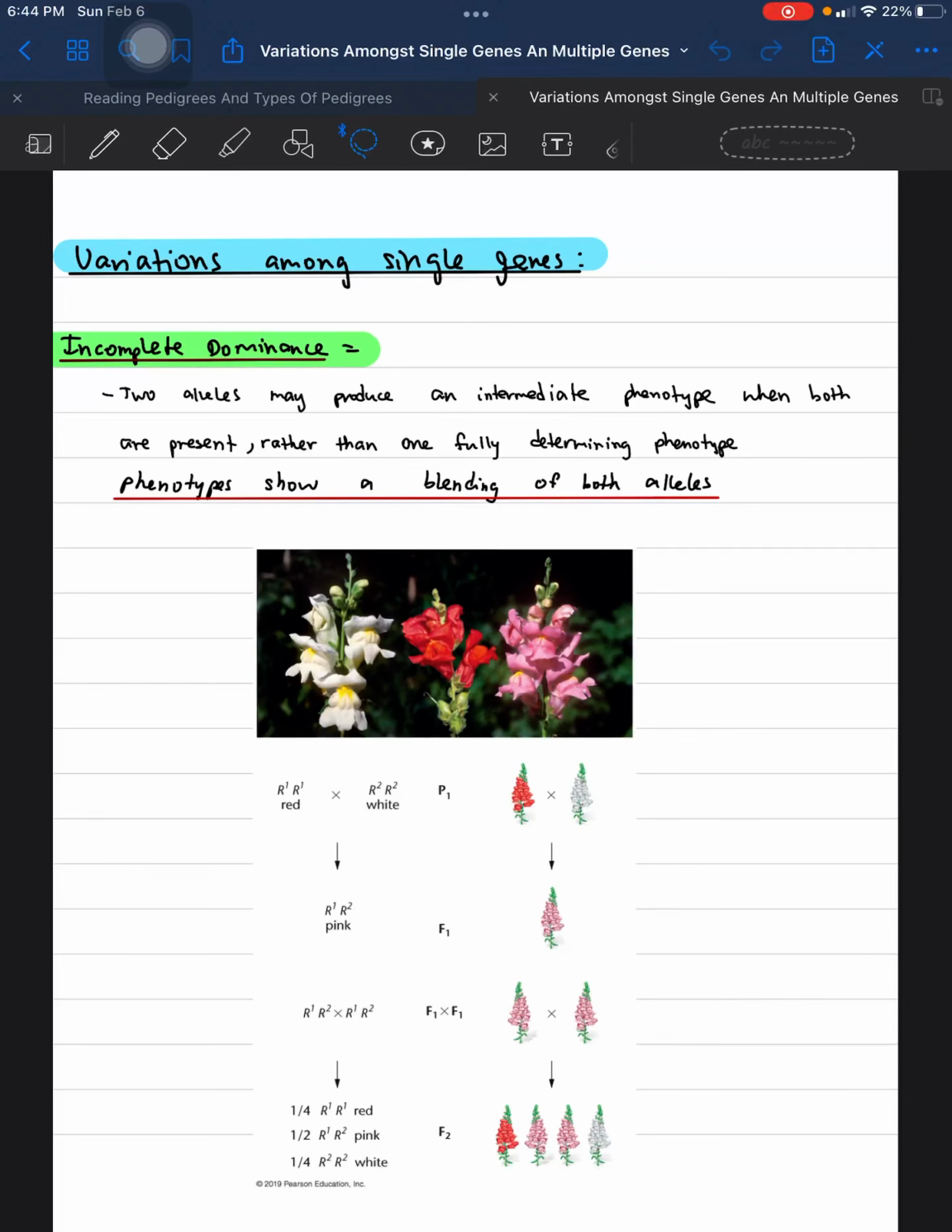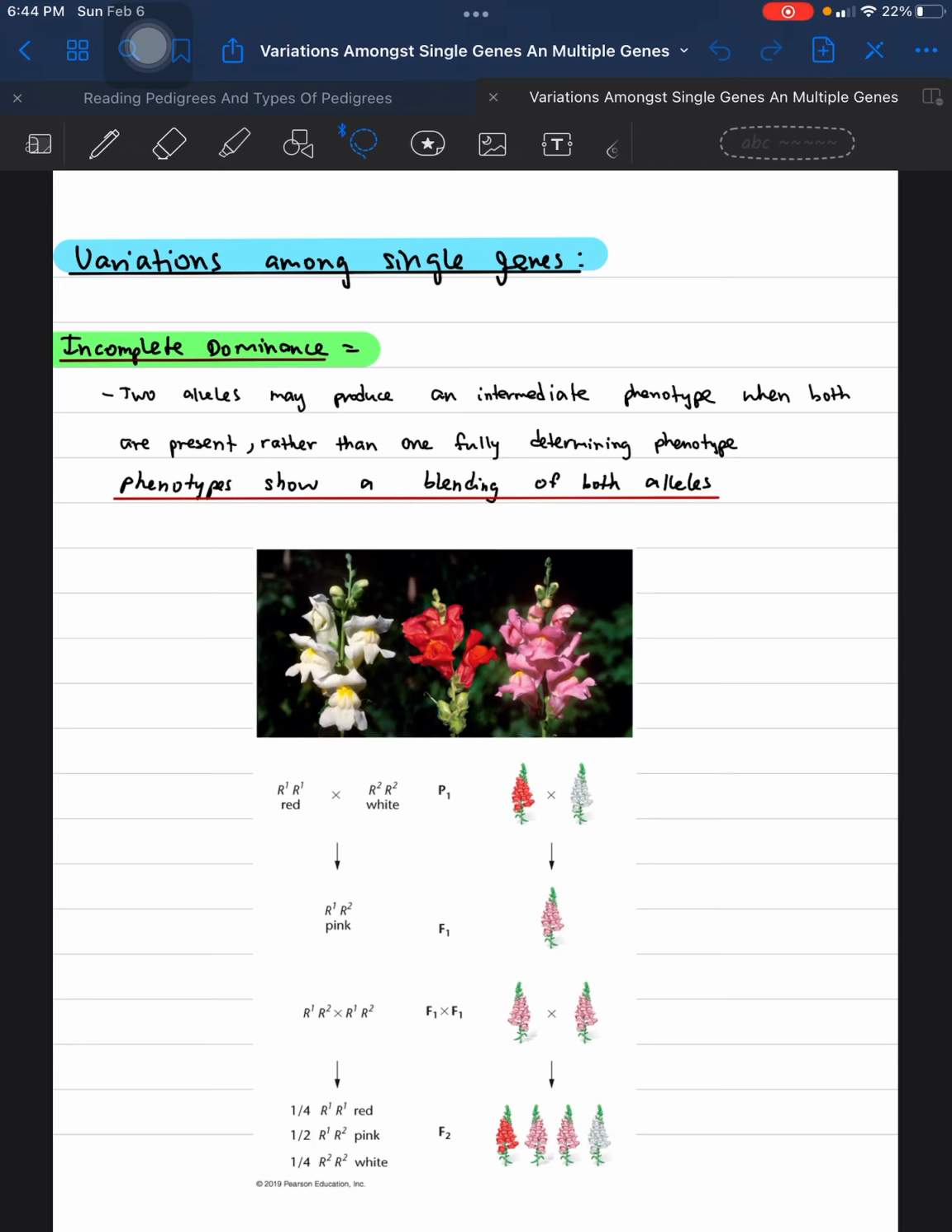So this video is just going to be a quick overview of the variations among single genes and multiple genes. So, variations among single genes. One type of variation you can find is incomplete dominance, where two alleles may produce an intermediate phenotype when both are present, rather than one fully determining the phenotype. This usually corresponds with blending of alleles, right?